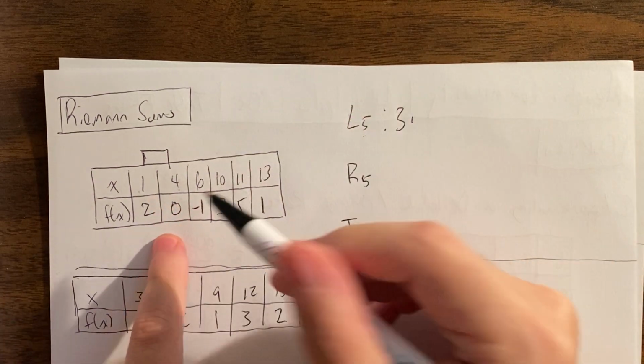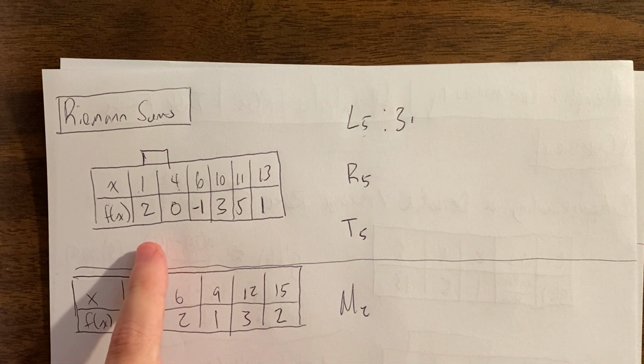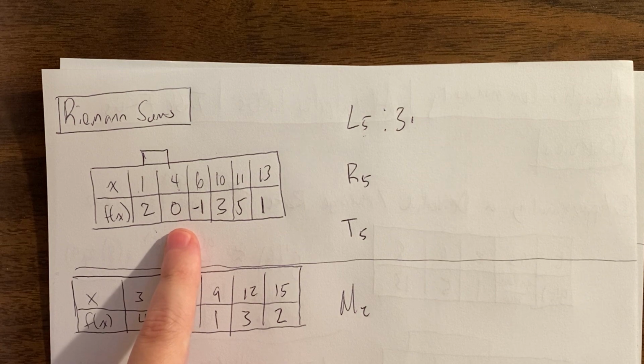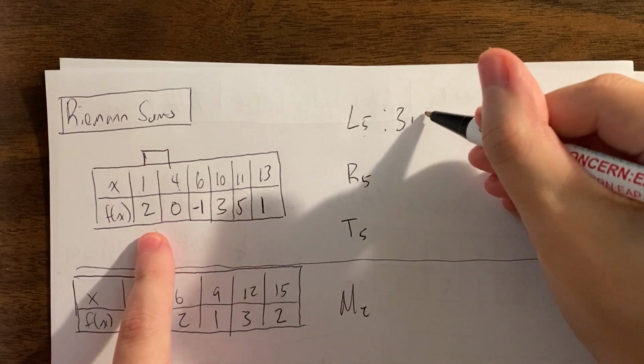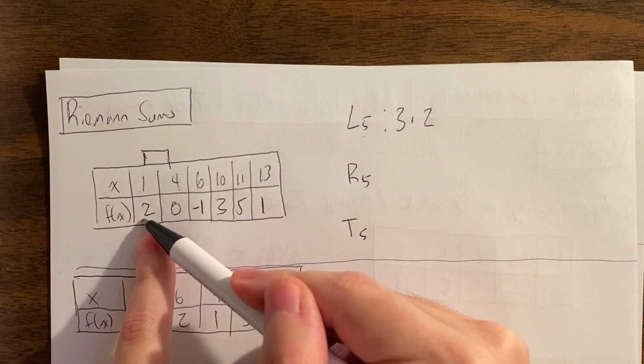And then determine the y value, the height of the rectangle. It is the y value, the function value. So if you're doing left, you would choose this number. If you're doing right, you would choose the y values of the right endpoint. And then if you're doing trapezoidal, you do the average of these two. So in this case, it'll be 3 times 2, because it's 3 difference in the x's times a different y.